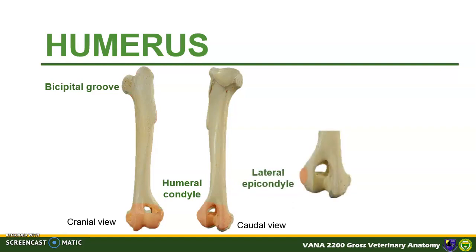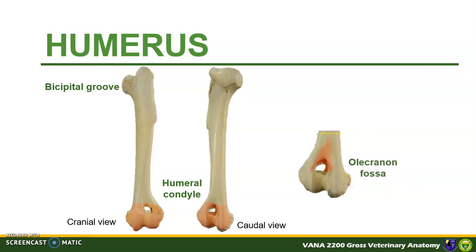Lateral epicondyle or the extensor epicondyle is present at the lateral side of the humeral condyle, giving rise to the extensors of the forearm. On the other hand, medial epicondyle or the flexor epicondyle is located at the medial side of the humeral condyle, giving rise to the flexors of the forearm.